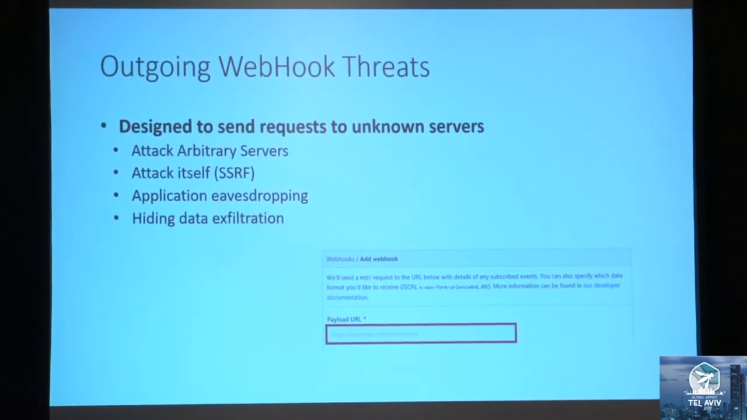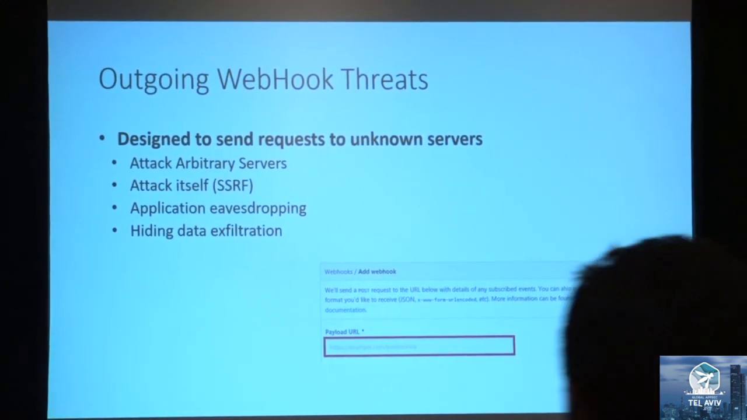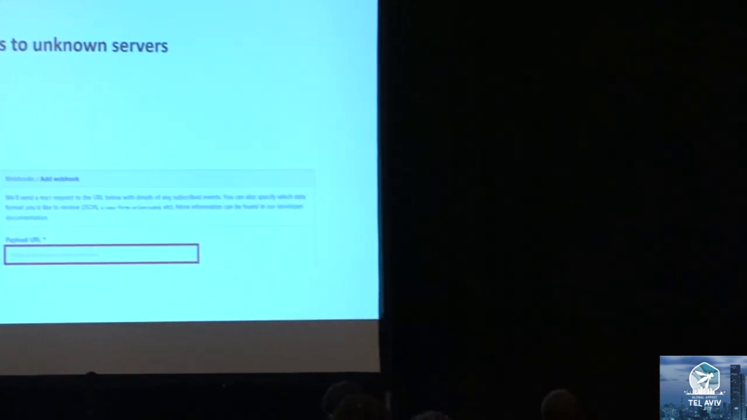Hiding data exfiltration. If you have malware inside the network, instead of sending directly from the endpoint to your CNC server, you could register a webhook on some internal service, like Git, for example, and the webhook URL will be your CNC. So your endpoint won't be sending any direct traffic to your CNC, but just sending some commits to Git, which is legitimate traffic inside the network, right? And the Git server will send those requests to your CNC server.